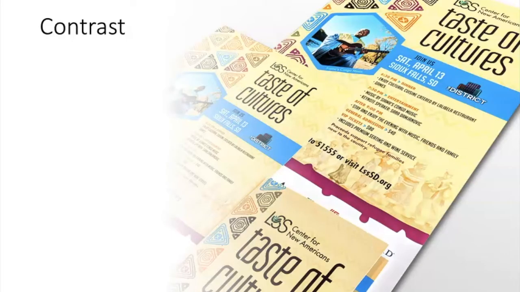The C is for contrast. Contrast is the design principle by which similar design items are distinctly different. So not only are things different, but they're very, very different. Contrast gets the attention of the viewer. It's a really important aspect of design.